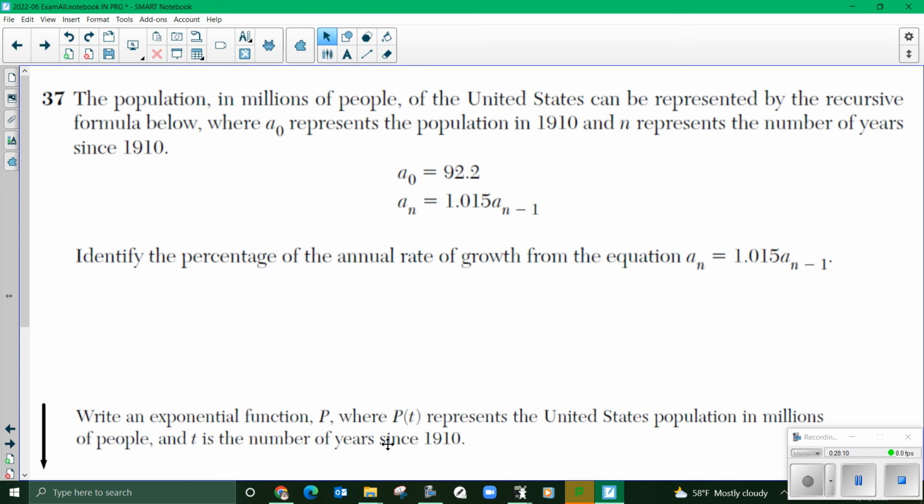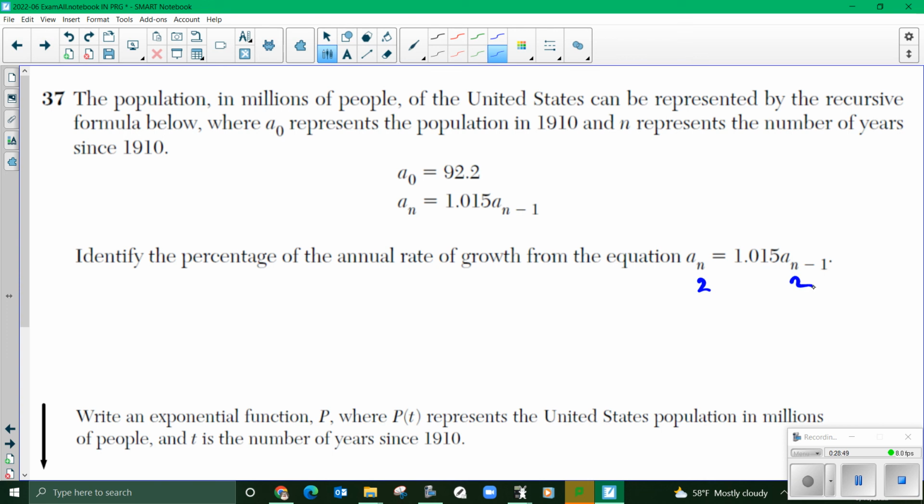37 says the population in millions of people in the United States can be represented by the recursive formula where A sub 0 represents the population in 1910 and N represents the number of years since 1910. All right? Identify the percentage of annual growth, or excuse me, annual rate of growth from the equation A of N equals 1.015.